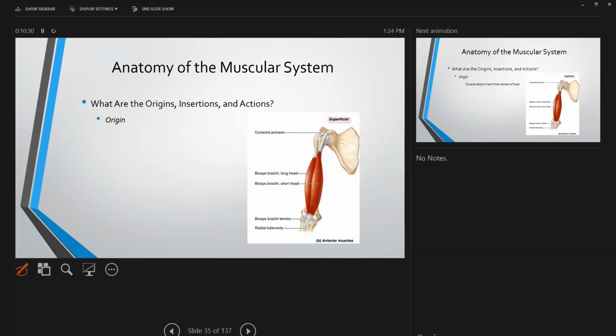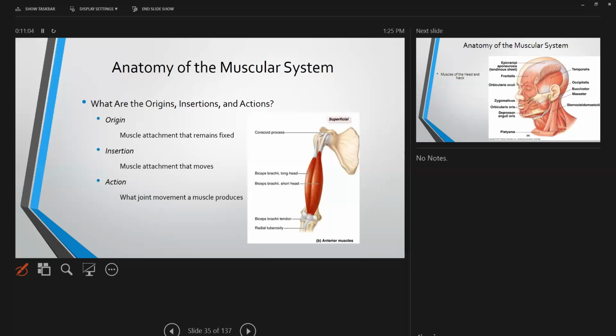So origin is the muscle attachment that remains fixed, okay? Insertion is the muscle attachment that moves. So when we're talking about origin and insertion, the muscle attachment site that remains fixed and does not perform motion is considered the origin, and the insertion is the point of the muscle that actually moves. The action is what actual movement is produced by the joint.